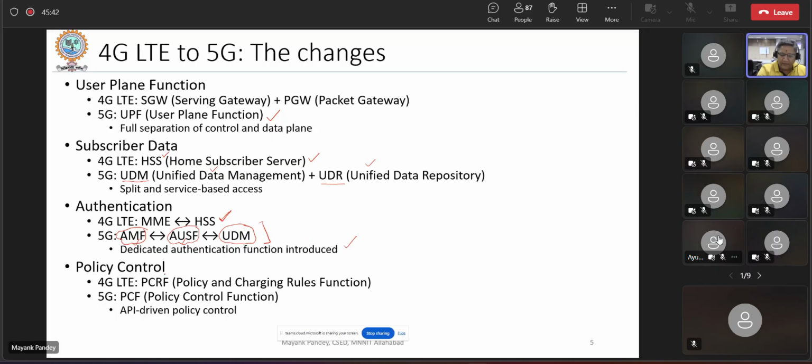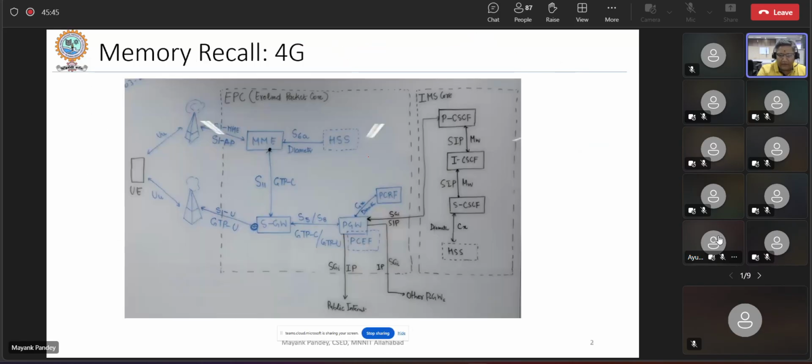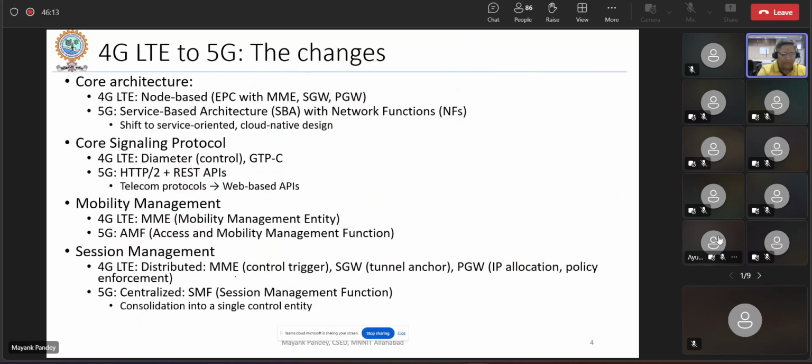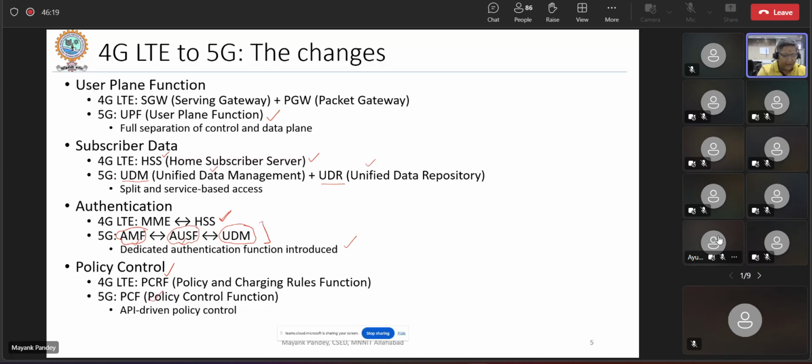In 4G LTE, see the figure of 4G, we had PCRF. And IMS used to talk using Diameter to PCRF to enforce the policy. We'll come into detail later. Policy means what is going to be the bit rate, what is the delay, what is the quality of service, everything is enforced by PCRF. Here, in place of PCRF, we have PCF, policy control function, and it is again web API driven policy control.